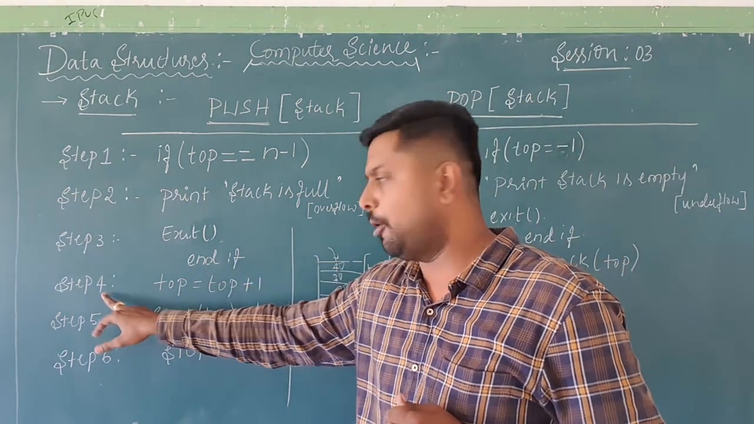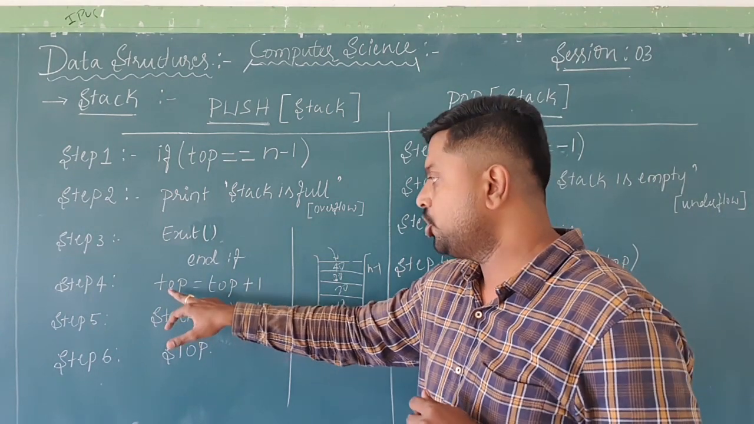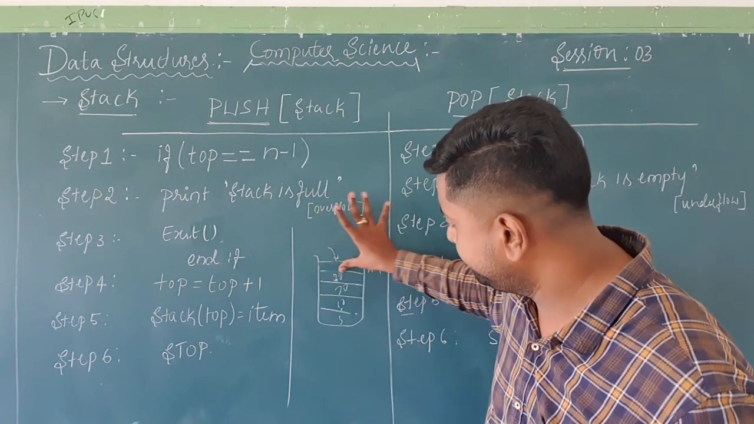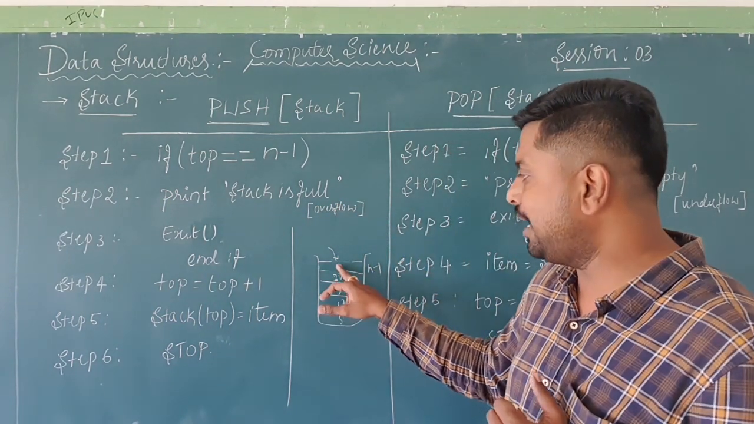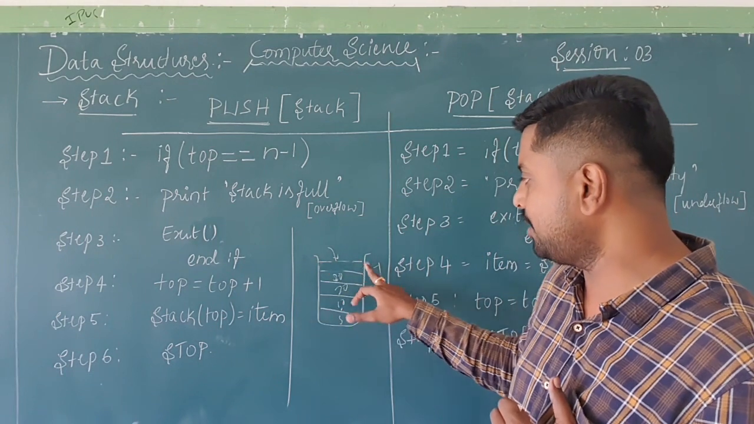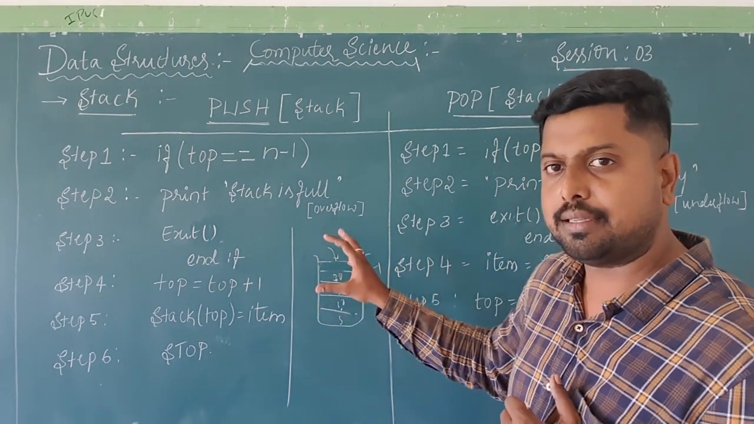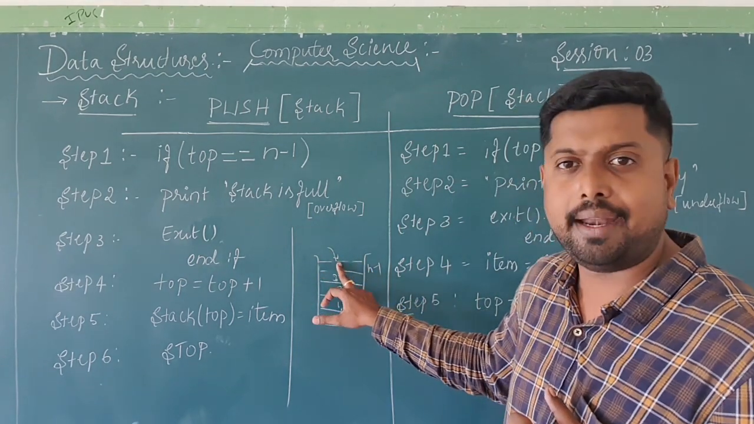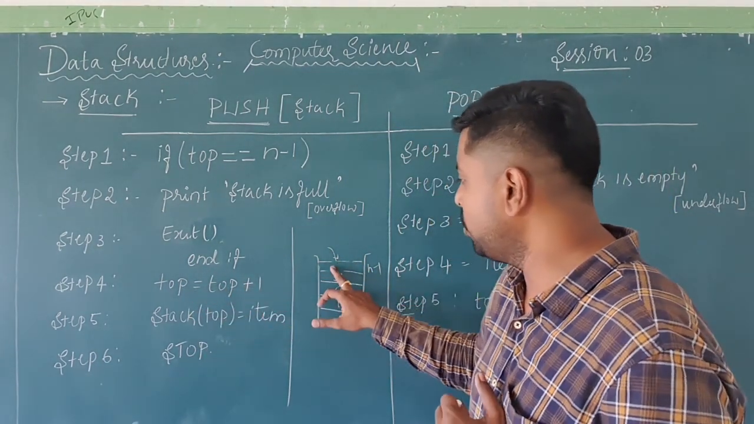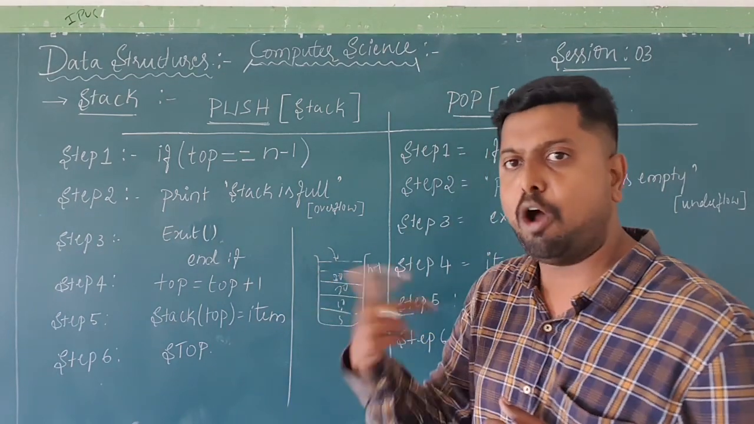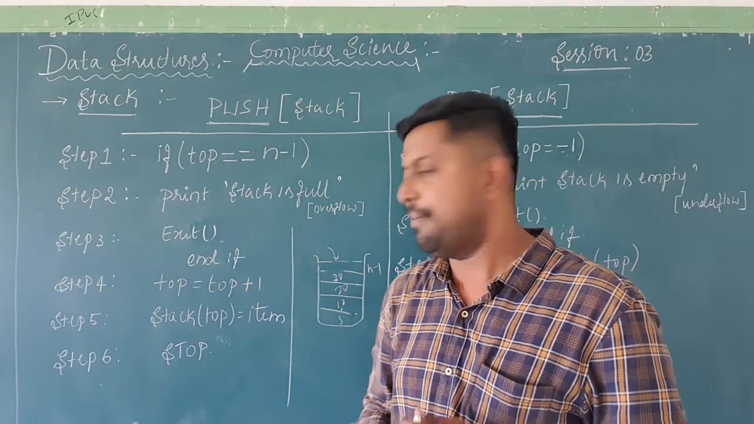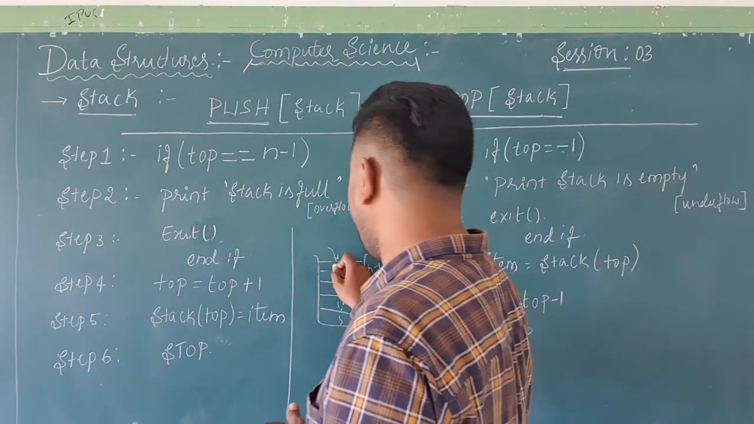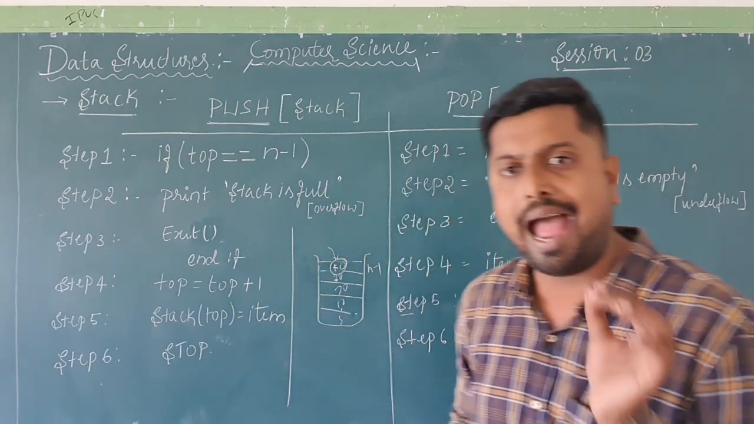And step number 4, top is equal to top plus 1. Now it has a chance to add one new element to the stack, because at the top of the stack, yes, one empty place is there. Yes, we have a chance to add a new element. Top is equal to top plus 1, which means adding a new element. Then which element are you adding? Stack of top is equal to item. The 40 will be the new item added to the stack.